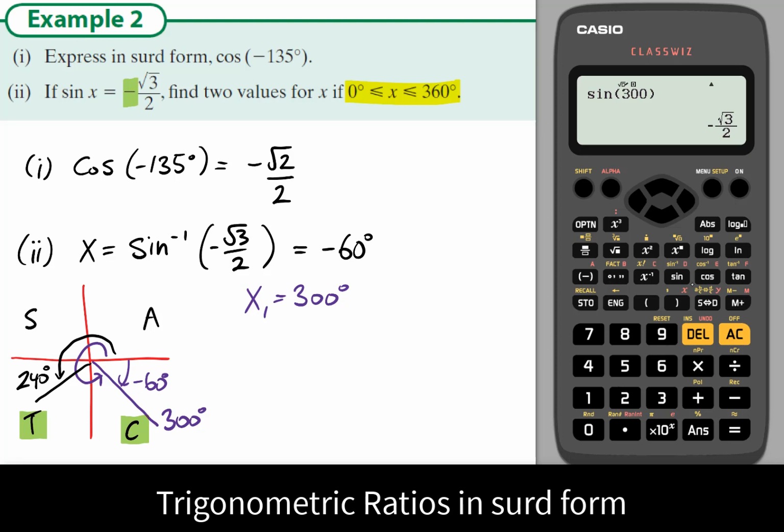Again, it's easy to check the answer. So if we write into the calculator sine 240 degrees, is the answer negative root 3 over 2? And we see it is. So we have found both values.